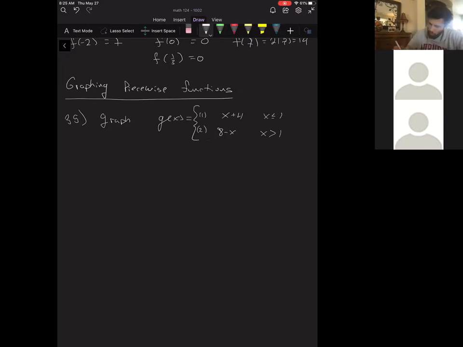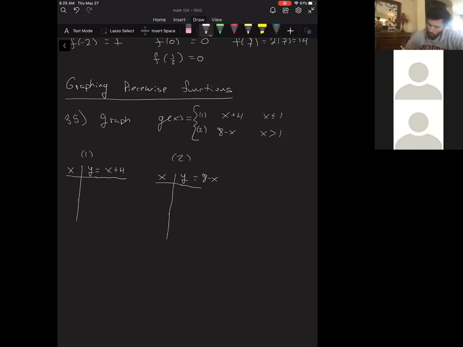Okay, so let's talk about, here's like the XY table for equation 1. So we have x, we have y. In this situation, y is equal to x plus 4. And then for equation 2, here's our xy table. In this situation, our y is equal to 8 minus x.